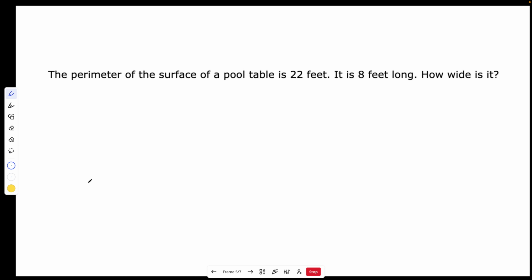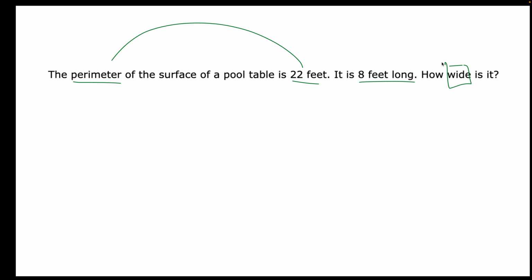Okay, let's read this one. It says the perimeter of a pool table is 22 feet. And they tell us it is 8 feet long. How wide is it? Okay, so this one's backwards, right? Here they give you the answer and they're saying, you know, figure out what happened.